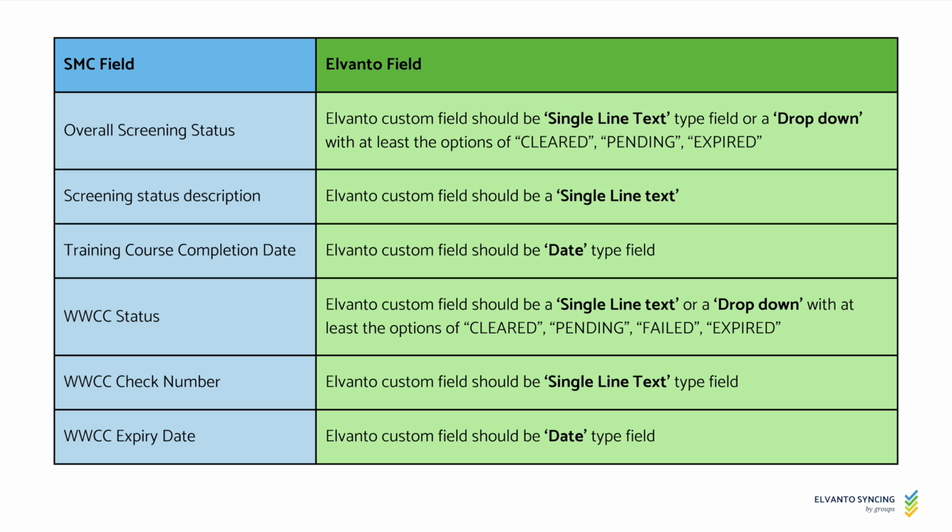The Safe Ministry Check field for Working with Children status will have the equivalent Elvanto custom field of a single line text or a drop-down with at least the options of Cleared, Pending, Failed, and Expired. The Safe Ministry Check field Working with Children check number should be the Elvanto custom field single line text. The Safe Ministry Check Working with Children check expiry date should have an Elvanto custom field of date type.